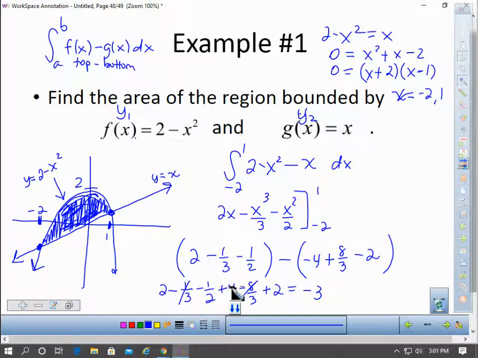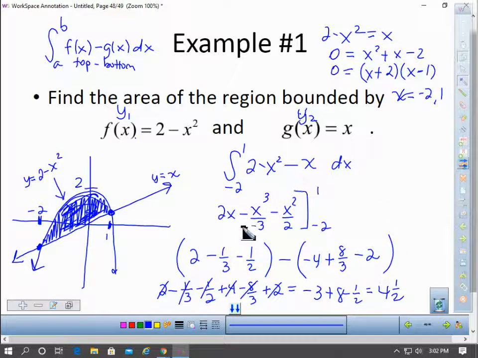And then I have 2 and 4 and 2 makes 8. So 2 plus 4 plus 2 is 8. And then I've got minus a half. So I've really got 8 minus 3.5. So 8 minus 3.5 is going to be 4.5. All right, so that answer is going to be 4.5.